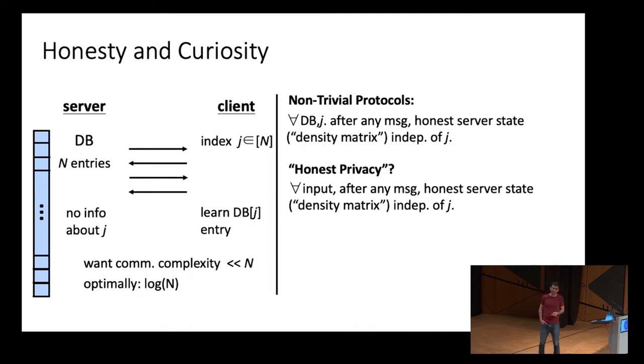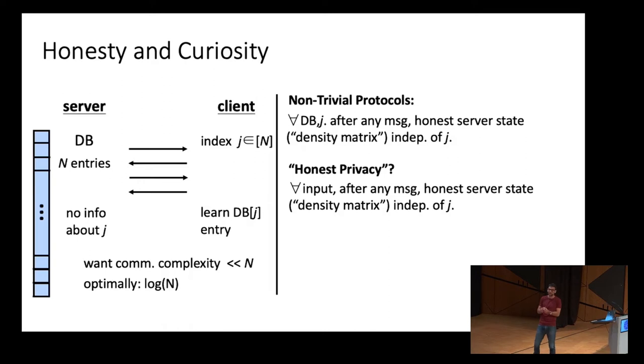And let me emphasize that it's important to require that this holds after any message that's exchanged in the protocol, because, as I said, quantum information can be destroyed. Even trivially, the client could just send J to the server. The server sends back the value of the database at J, and then afterwards measures in the Hadamard basis, which essentially eliminates all the information about J. So in the end of the execution, the server does not have any information about J, but we don't view this as even honest privacy, I would say.